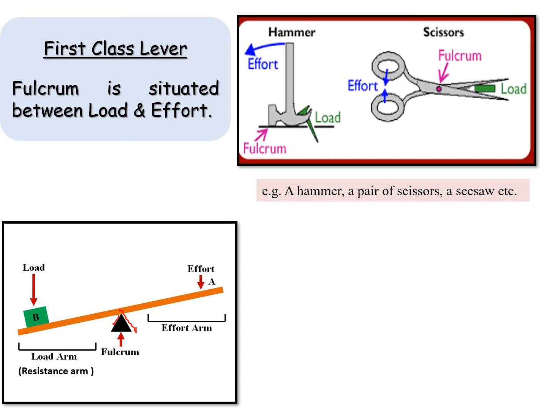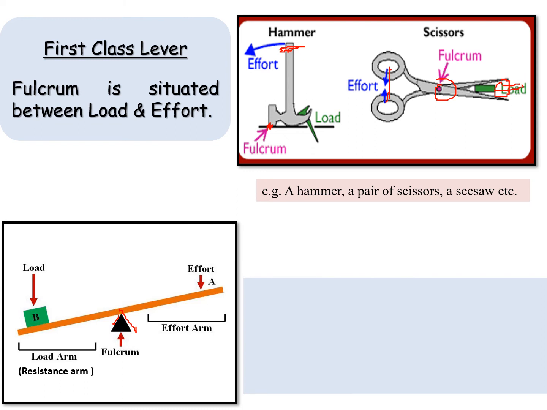For the hammer, as the picture shows, this is where we apply the effort. This nail we want to remove becomes the load, and this junction is the fulcrum. Similarly for the scissor, this is where we apply the effort, this is the place where we keep the load, and this is the fulcrum. Fulcrum is a fixed point.